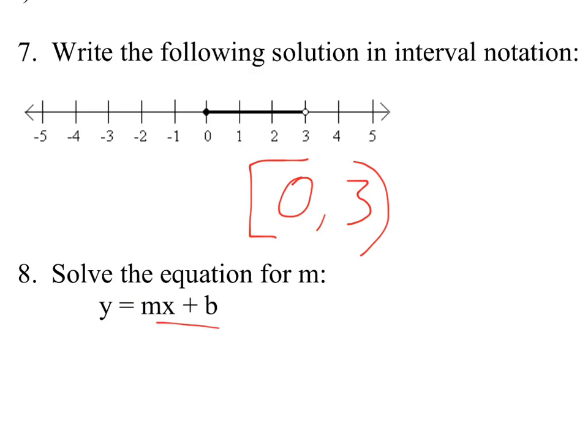but we're not going to divide by that x first. We're going to get rid of the b first, so subtract b first. And on the left side, you'll have y minus b. Those don't combine because, well, they're not the same type of variable.